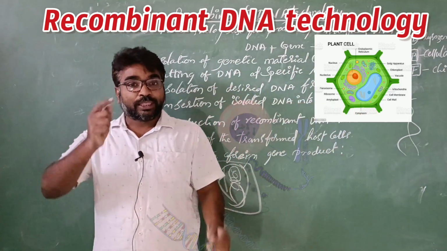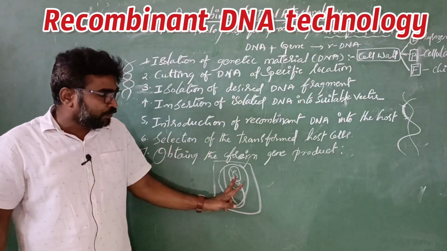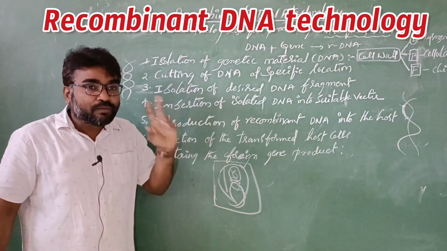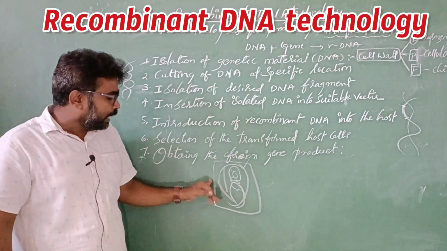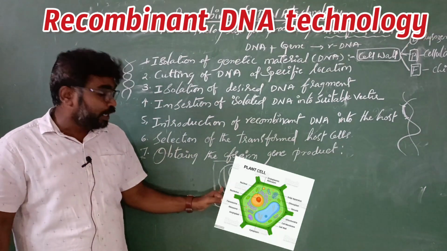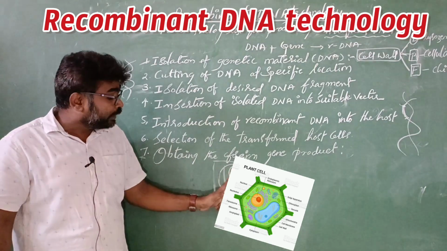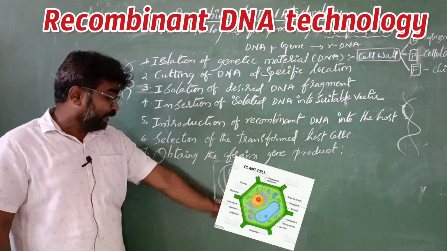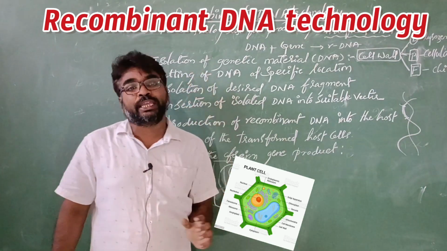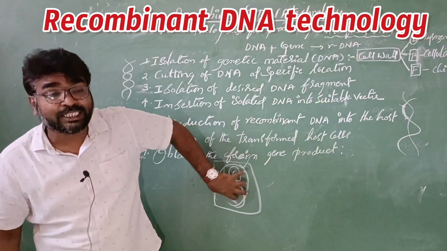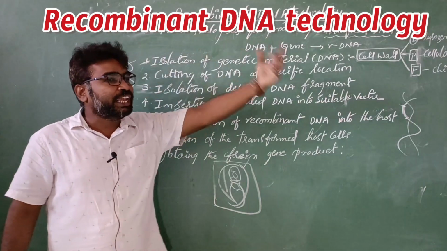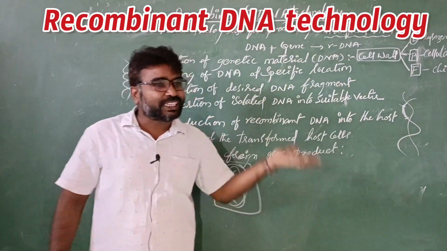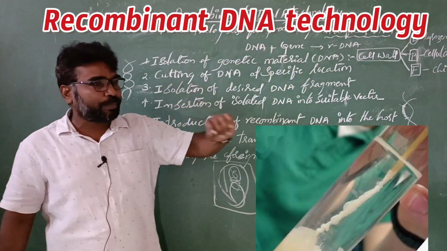Very simple. The material is present inside of the cell, inside of the nucleus. For that, we have to break down the cell wall or cell membrane, and the nuclear membrane, and any unnecessary material that may be present in the nucleus, that also we have to remove. Then collect the DNA which we require. For that we follow these steps, very simple.